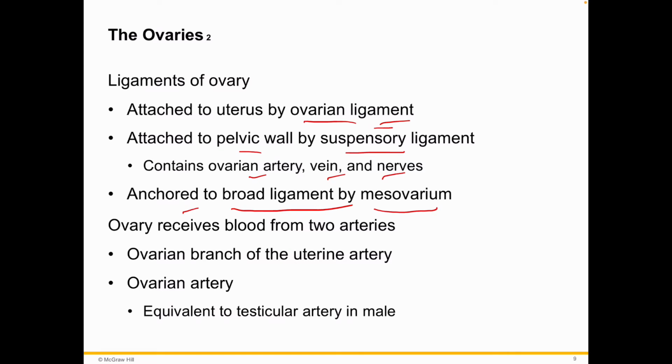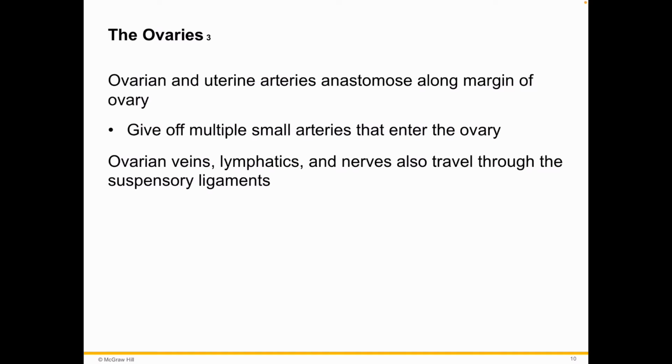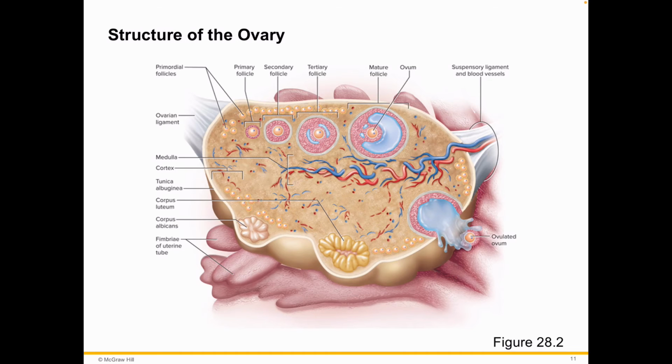The ovary receives blood from two arteries, the ovarian branch of the uterine artery and the dedicated ovarian artery. So that's one and two. The ovarian artery is equivalent to the testicular artery in males. Ovarian and uterine arteries anastomose along the margin of the ovary, and they give up multiple small arteries that may enter the ovary. Ovarian veins and lymphatic vessels are also going to go through those suspensory ligaments, so it's a good orienter.